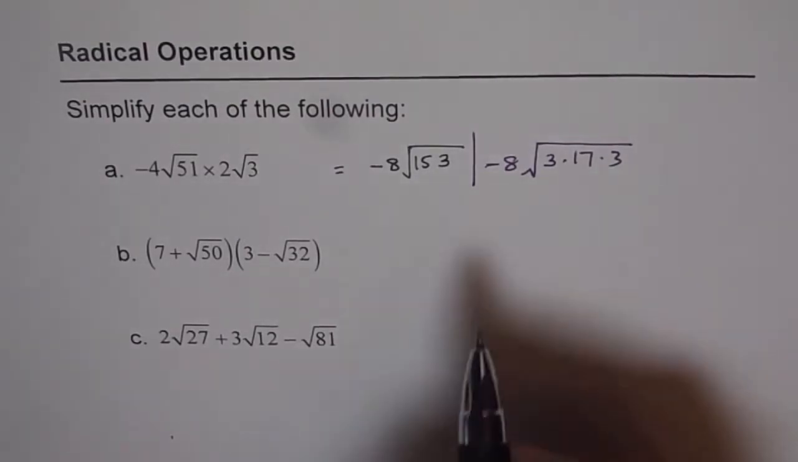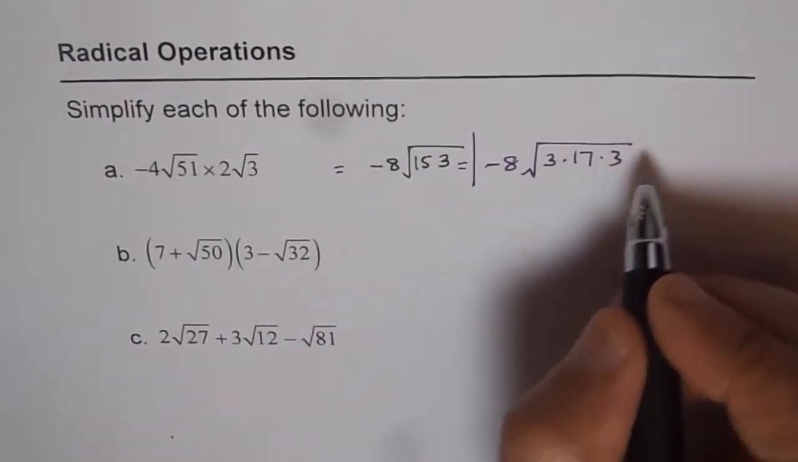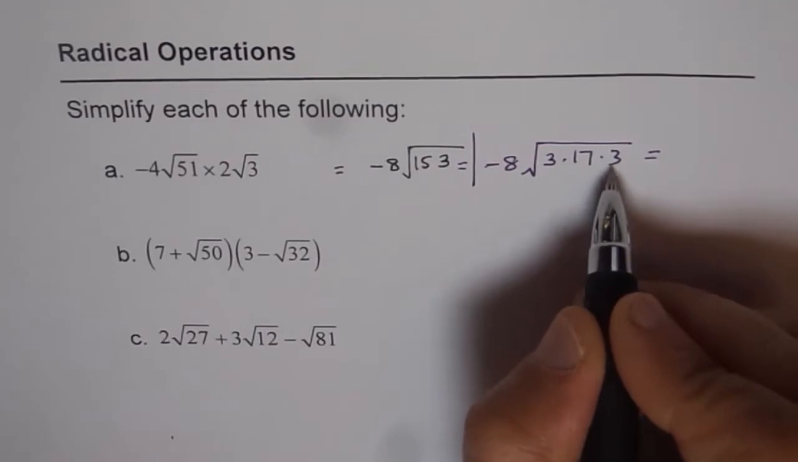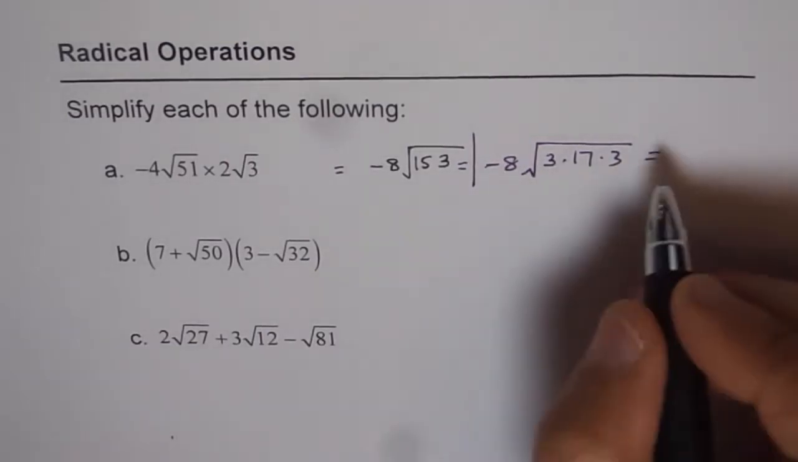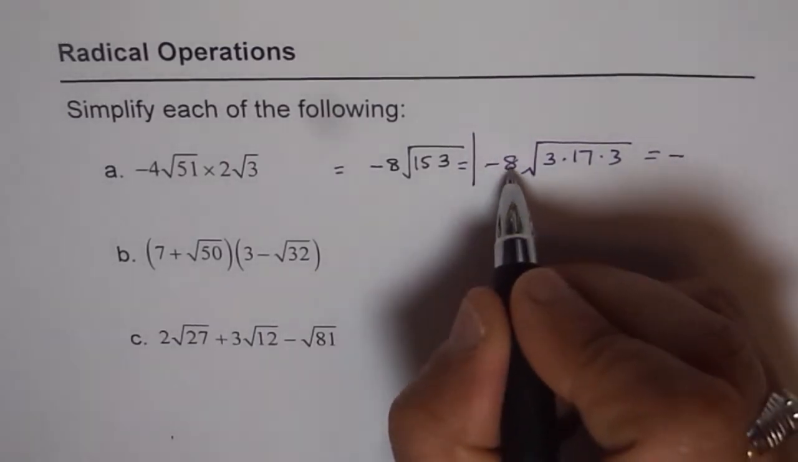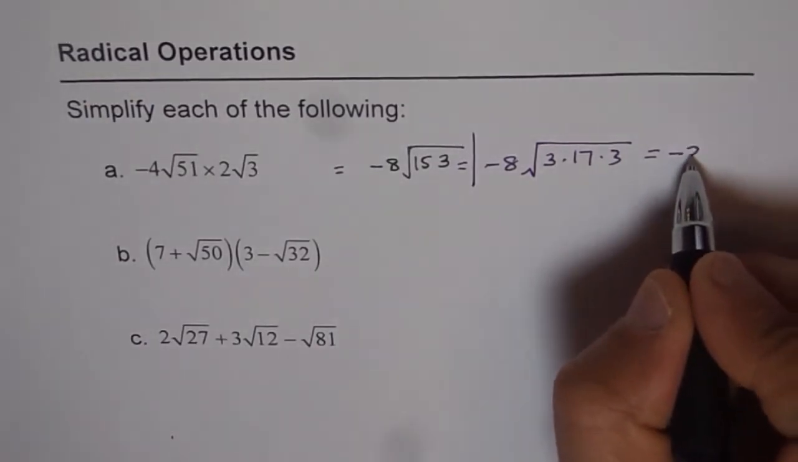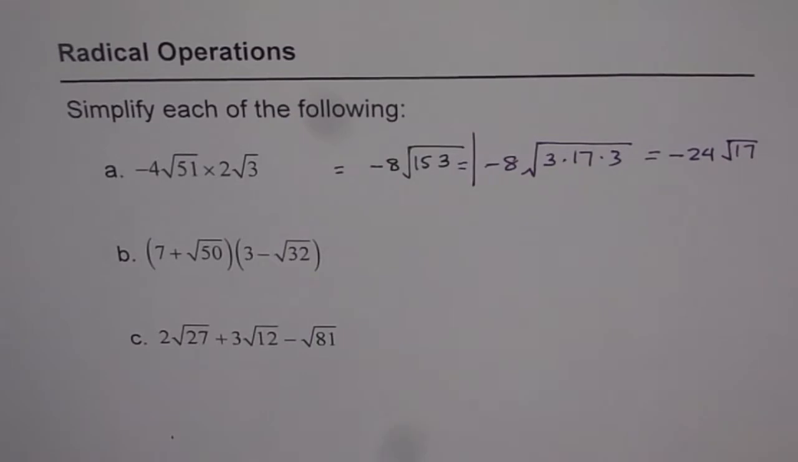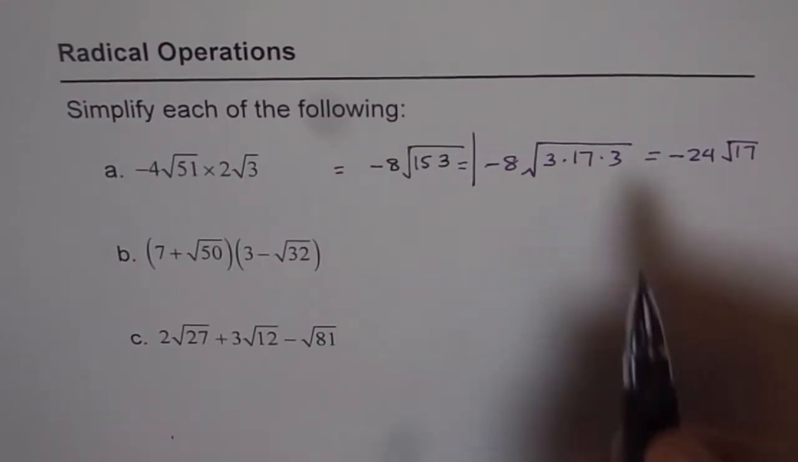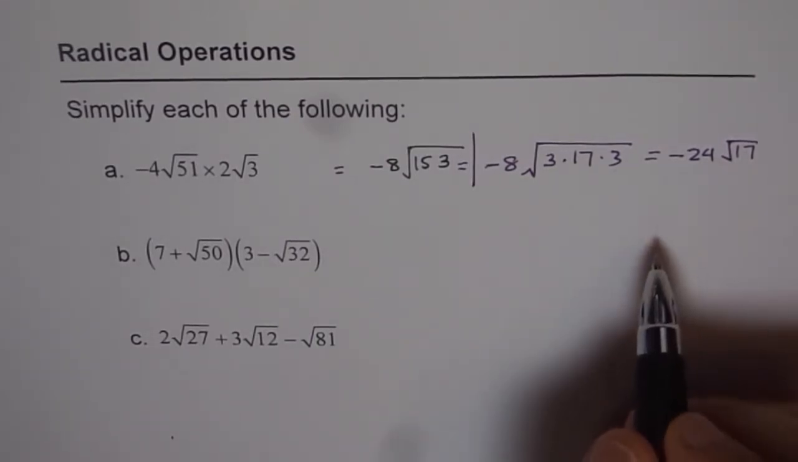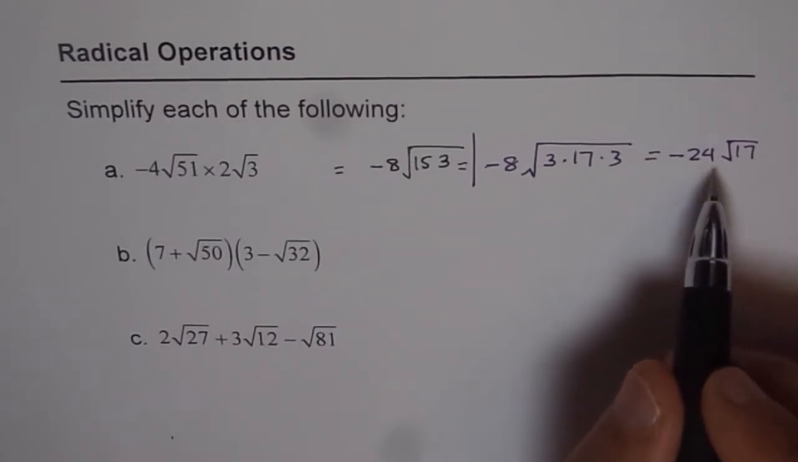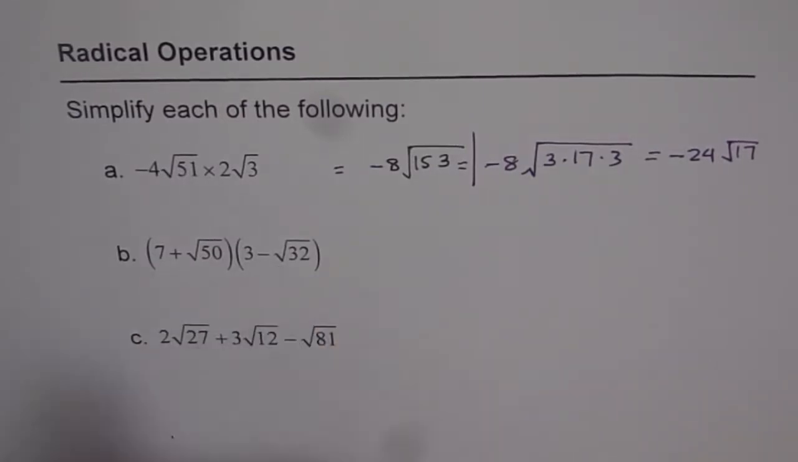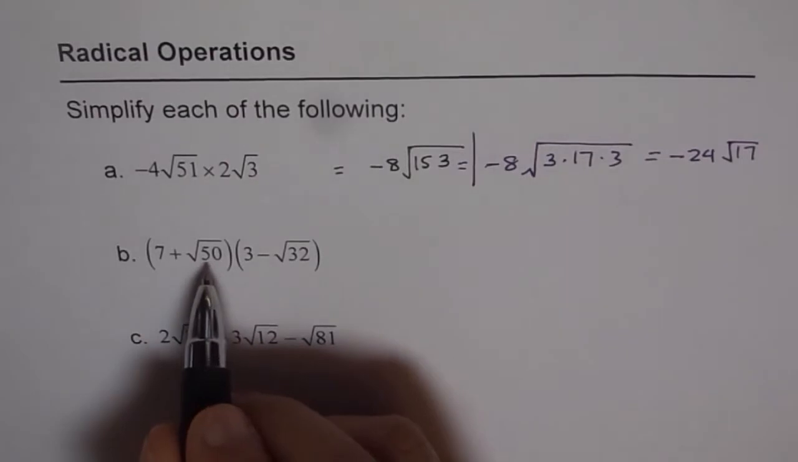Do you understand? Now from here, 3 times 3 is 9, or you can factor out 3. So you get minus 8 times 3, which is 24, right? Within the square root, you get 17. So that is a simplified answer. I hope you appreciate this method. Now I'd like you to adopt this method and do this multiplication. So in that case, factor them out.